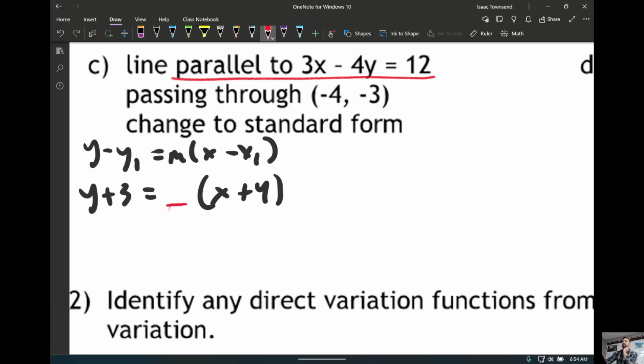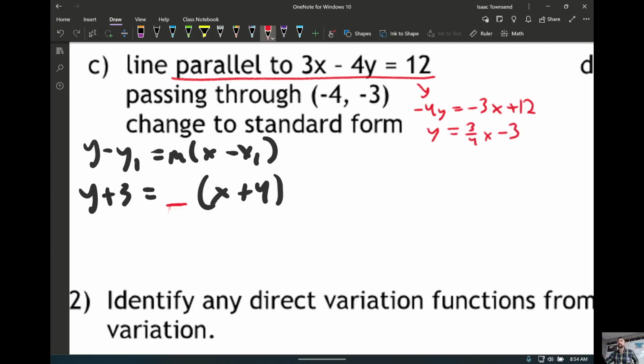So what you have to remember for this question is that parallel lines have the same slope. Now, glancing at this, I have no idea what this guy's slope is. So personally, what I would do is solve him for y equals, just like if I wanted to graph it. So subtract 3x over, divide everything by -4.